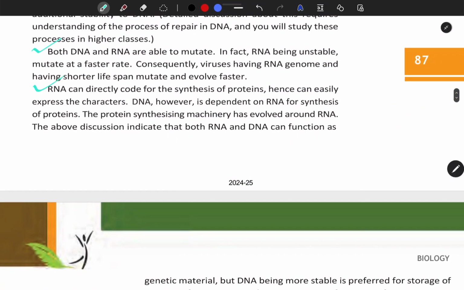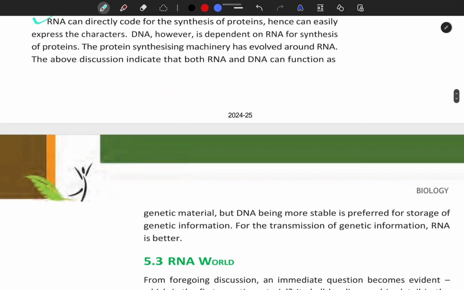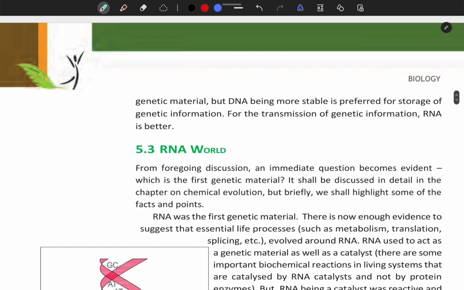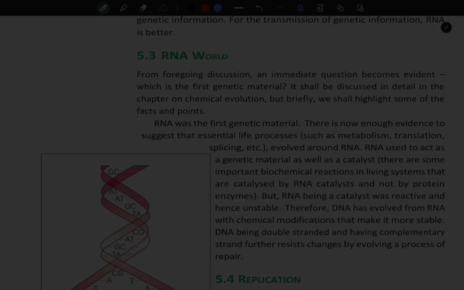RNA can directly code for synthesis of proteins, hence can easily express the characters. DNA, however, is dependent on RNA for synthesis of proteins. The protein synthesizing machinery has evolved around RNA. The above discussion indicates that both RNA and DNA can function as genetic material, but DNA being more stable is preferred for storage of genetic information. For the transmission of genetic information, RNA is better.